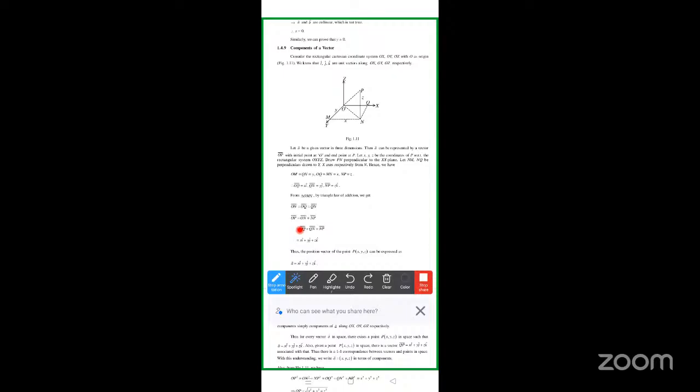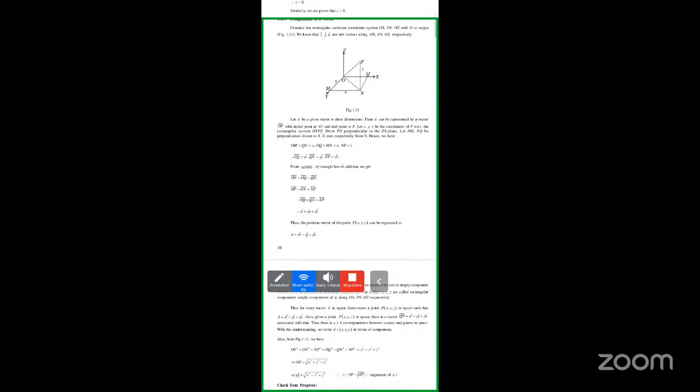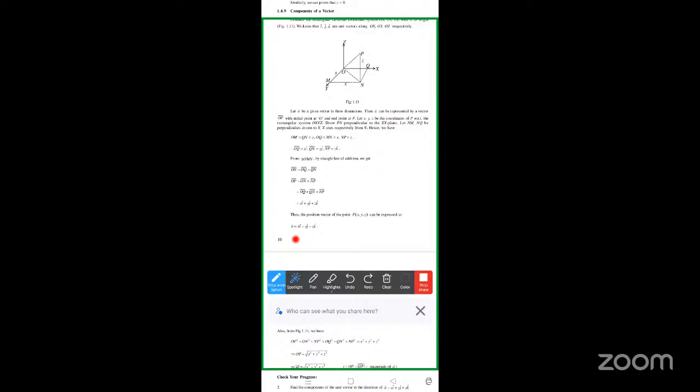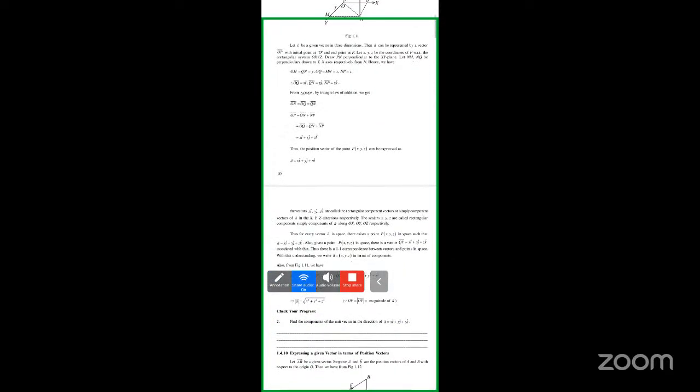So OP can be written as ON plus NP, so OQ plus QN plus NP. Therefore, x into i bar plus y into j bar plus z into k bar. So every vector can be represented as xi plus yj plus zk. These are the components of the vector. This is called the position vector of P. So the position vector of P can be expressed as A bar equals xi plus yj plus zk, in rectangular axes, Cartesian coordinates.